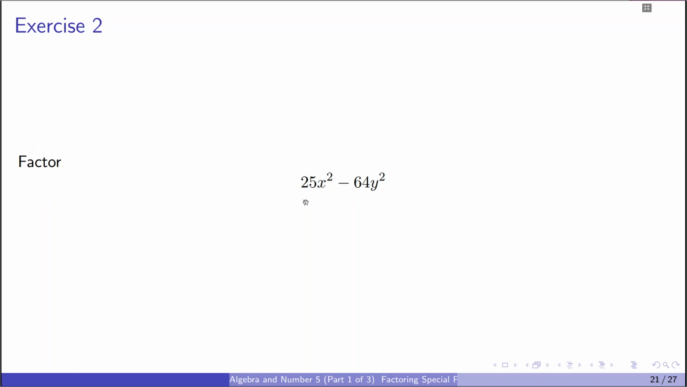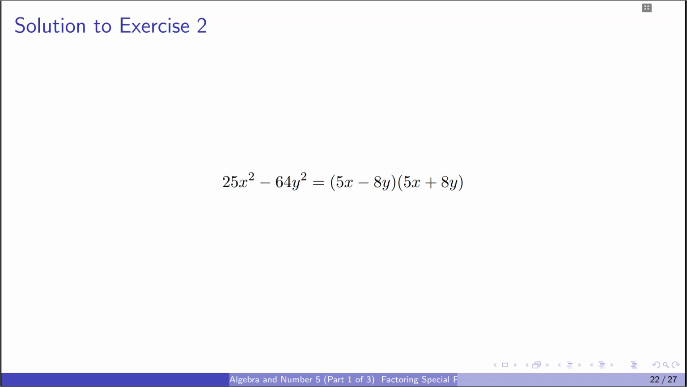Here, factor this one. Pause now, take whatever time you need. I trust that you have unpaused and recognized that this is the difference of perfect squares pattern. And our perfect squares are 5x and 8y.